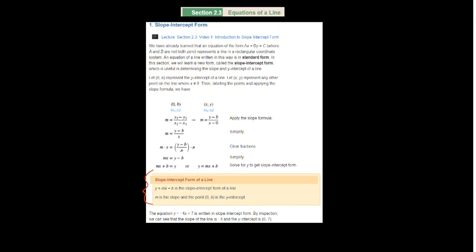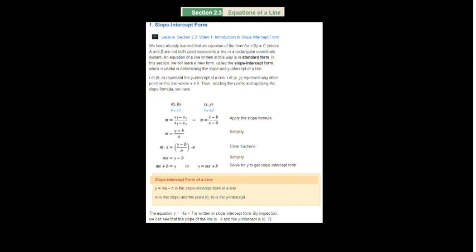M is the slope and the point (0, b) is the y-intercept. Obviously we know m is the slope because we've talked about slope. And (0, b) is going to be the y-intercept. So whatever that number is, that will be the y-intercept.